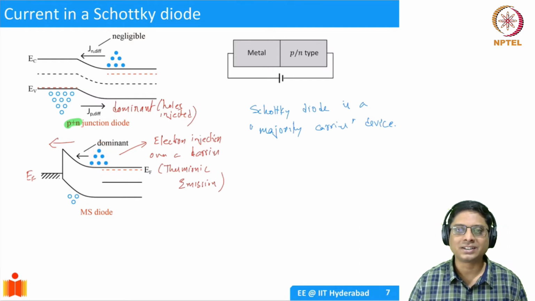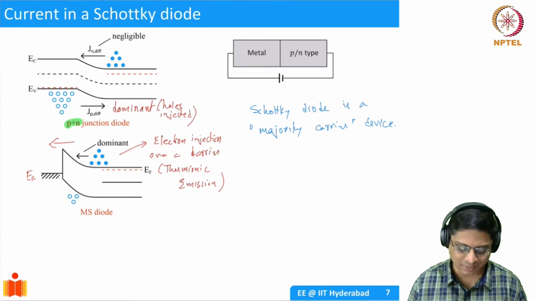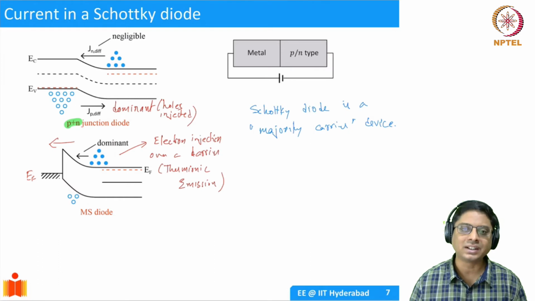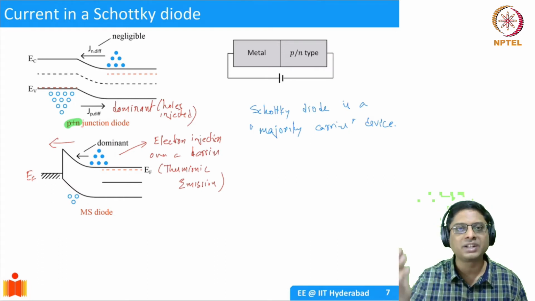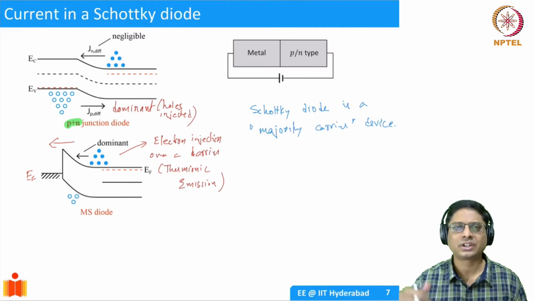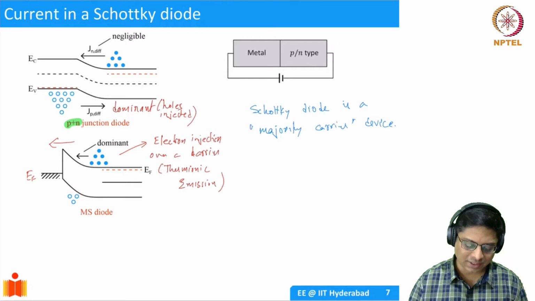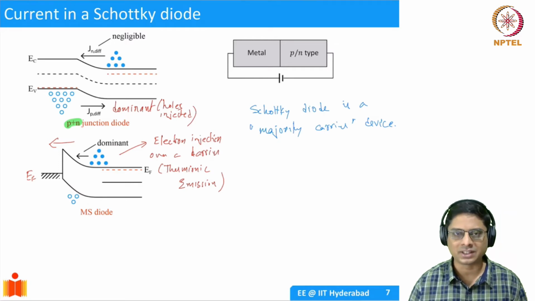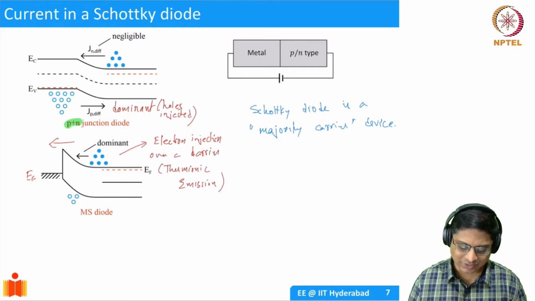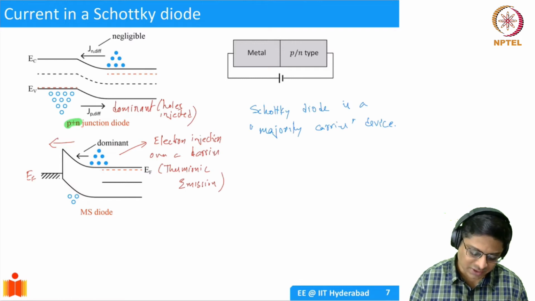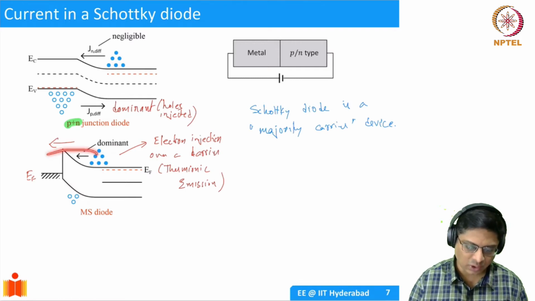Well, you might say it depends on the barrier height. Of course, it does actually. We will take a few examples and compute the barrier height, and we will see that it is reasonably small. In the case of a regular PN junction, we saw that the barrier heights were like 0.6, 0.5, 0.7, that sort of a range. We will see that in the case of a Schottky barrier, it's much smaller. We'll take an example and do this. Okay. So essentially, the majority carrier injection over a barrier is going to play a dominant role.